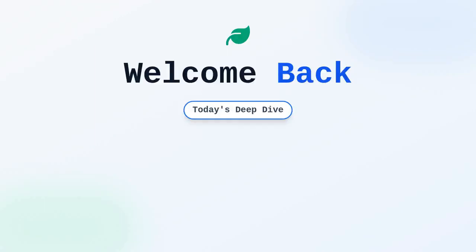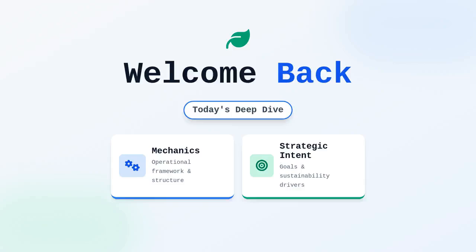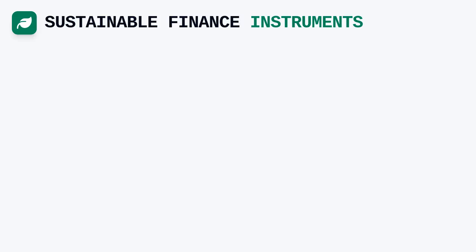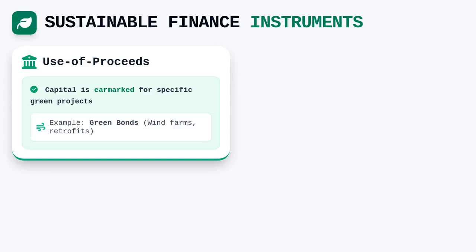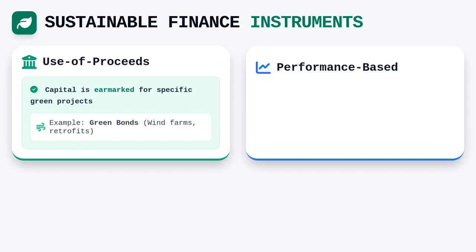Welcome back. Today we examine the mechanics and strategic intent behind sustainability-linked loans and bonds. In the landscape of sustainable finance, we encounter a fundamental divergence between use of proceeds instruments, such as standard green bonds, and performance-based instruments. While a green bond earmarks capital for specific projects like wind farms or retrofitted infrastructure, sustainability-linked loans represent a shift toward behavior-based lending.